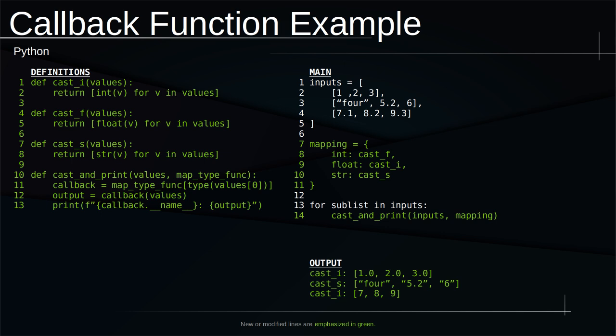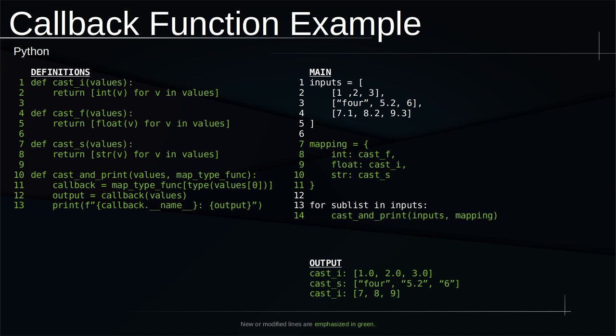This function receives a list of values in a variable, assumed to be a dictionary that maps a type to a function. On line 11, the dictionary is used to look up the appropriate function given the type of the list's first value, and that function is assigned to the variable callback. On line 12, the callback variable, which stores a function, is applied to the list of values and stores the returned casted values into the output variable. Lastly, in line 13, the function prints the output variable.